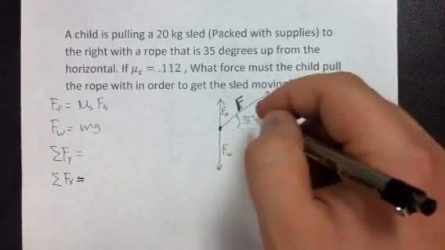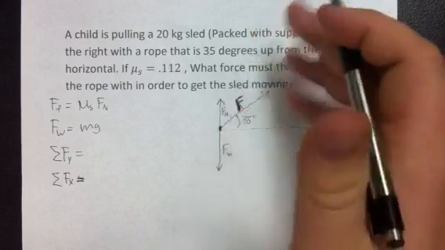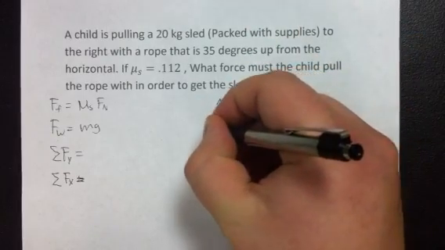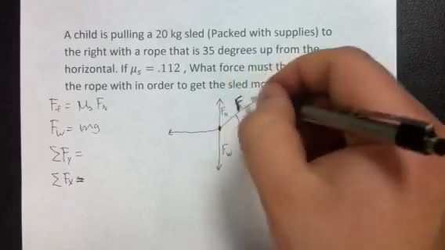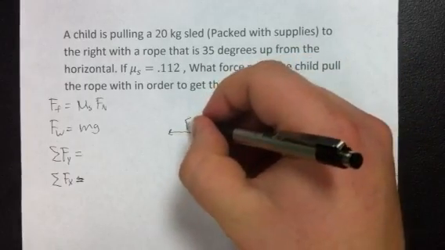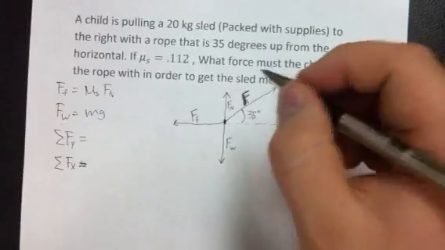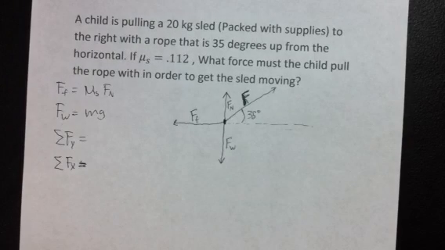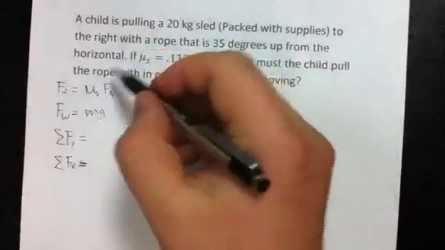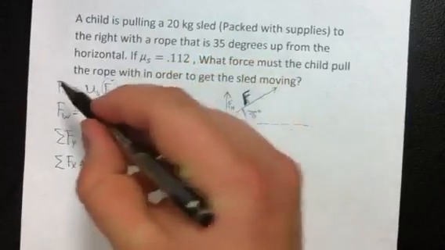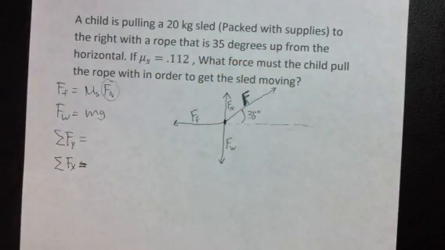There's one other force acting on this sled, and it's the frictional force, which is acting in the opposite direction of the force that the child is applying. So the frictional force right here. Now, in order to solve this problem, we need to sum the forces about y and sum the forces about x. The reason we sum the forces about y, even though the sled is not lifting, is because we have to have the normal force to solve for the force caused by friction.